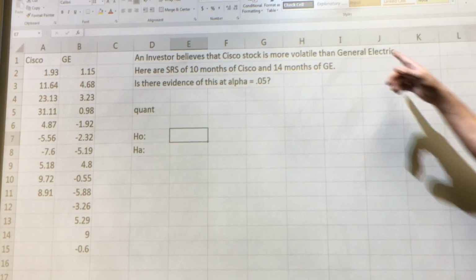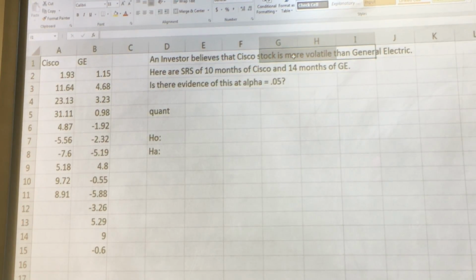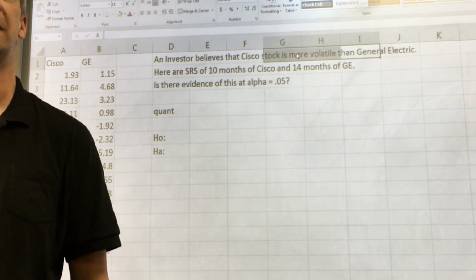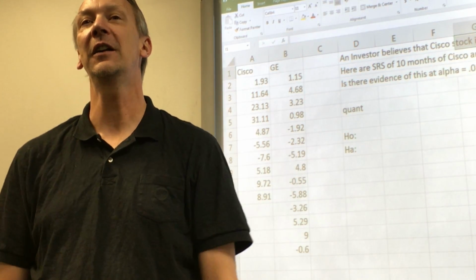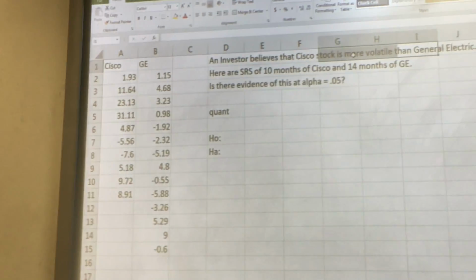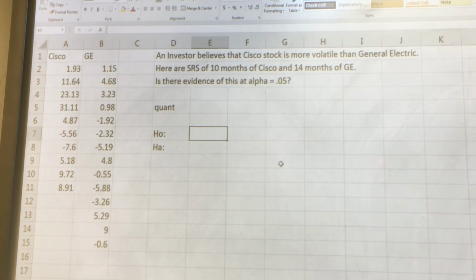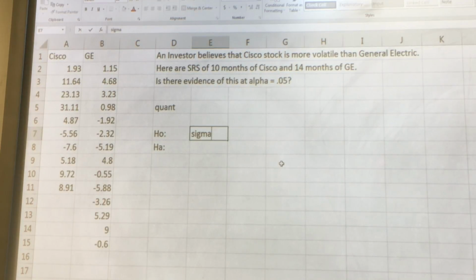Okay, let's talk about what volatility means. When the investor believes it's more volatile, what do you think that refers to? Less stable. Ups and downs. What statistical term does that apply to? Standard deviation, right? We're talking about standard deviation. So Taylor, if we're talking about standard deviation, what symbol should I use? And what's the symbol for standard deviation? Sigma.